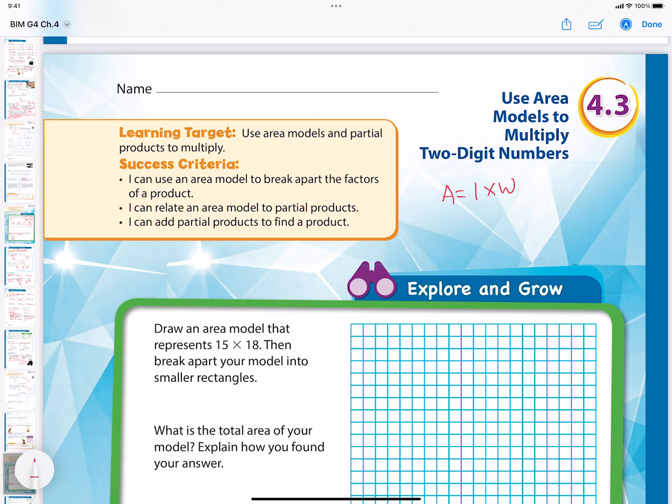Our learning target is to use area models and partial products to multiply. We are going to use an area model to break apart the factors of a product. You can find out how it is related to an area model and the partial products. They are equal, actually, right? They're the same. Since these products are the parts of the real product, we are going to add them all together to find the product.